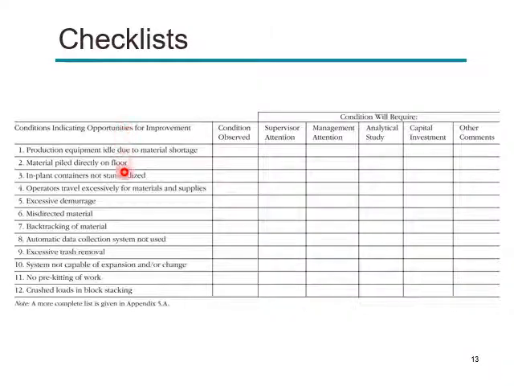So we have all possible opportunities for improvement here, and for each one of them we can put ticks for the corrective actions. This is just an example of a checklist which is based on the principles of material handling, the 10 principles of material handling. Okay, so this is the end of this video lecture. We will continue our discussion on material handling systems in the following video lectures.